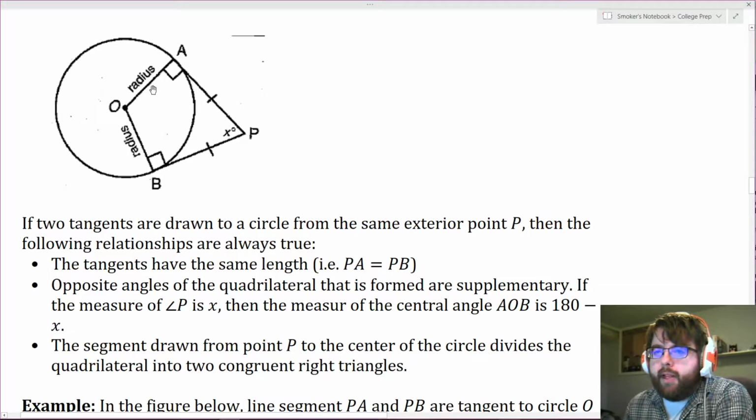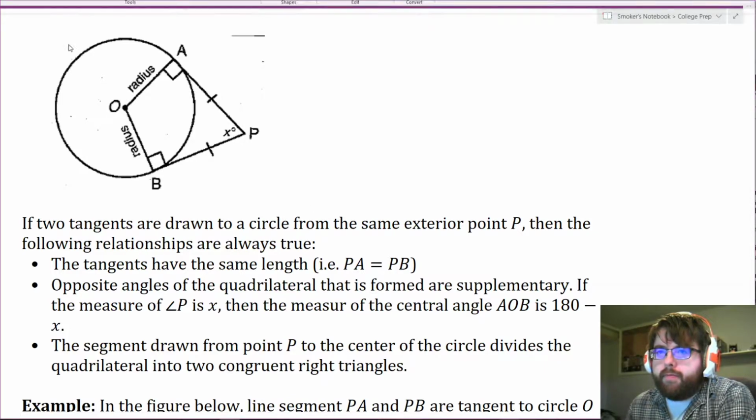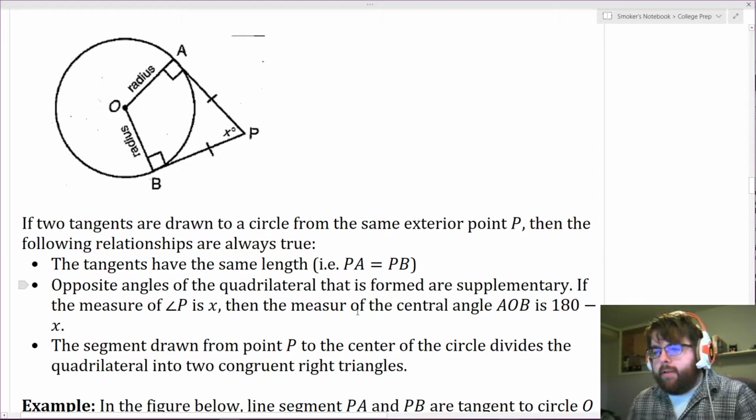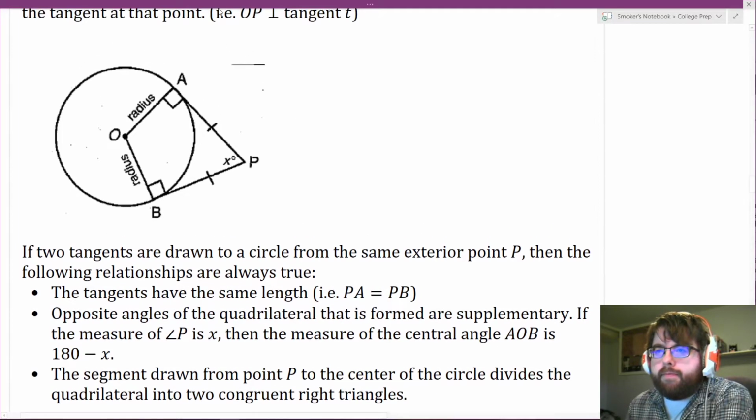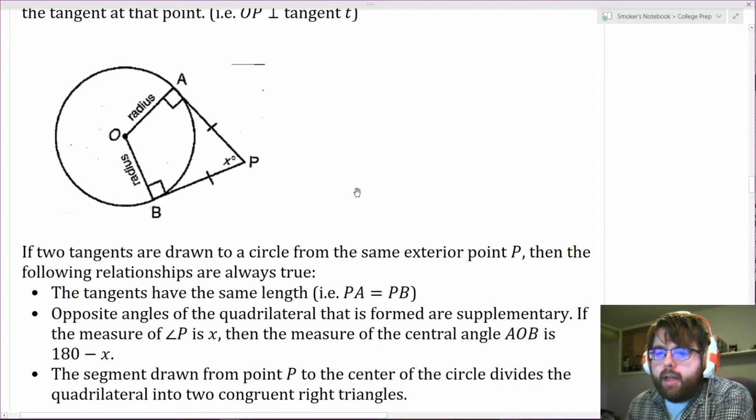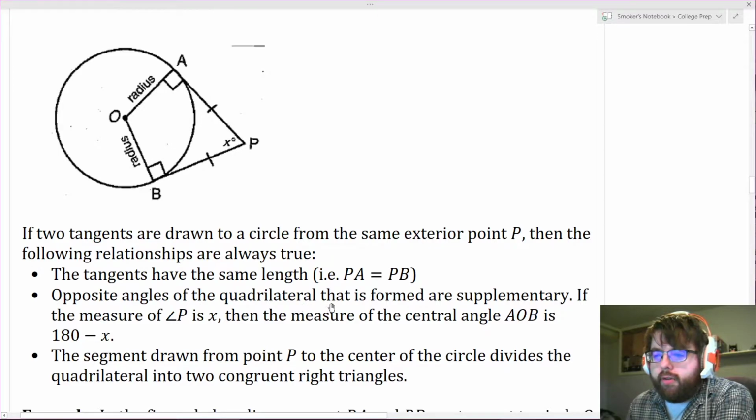So if you then take the radii and draw them from the center to these two points, you create a quadrilateral. See this quadrilateral here? Okay. It's saying that these two angle measures. Oh, there's a typo. Let me fix that. Opposite angles of the quadrilateral that is formed are supplementary.